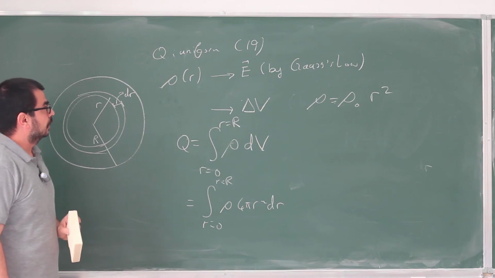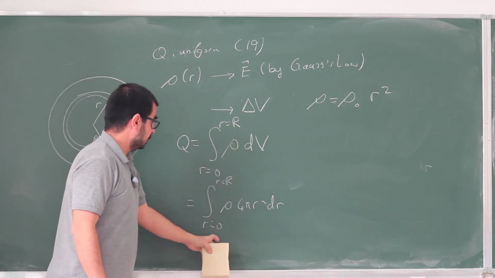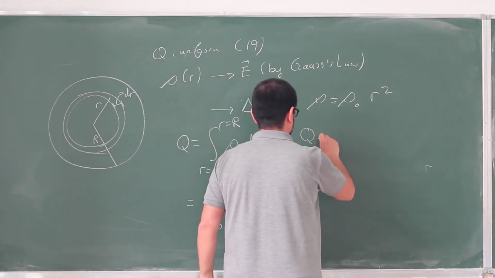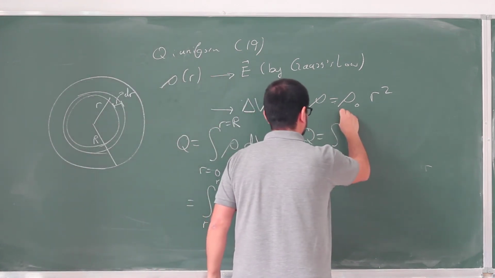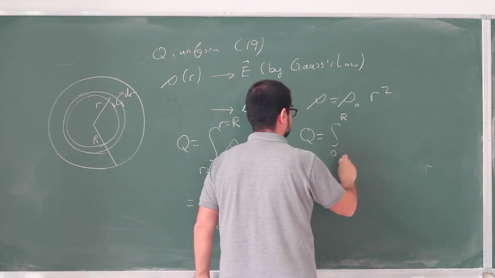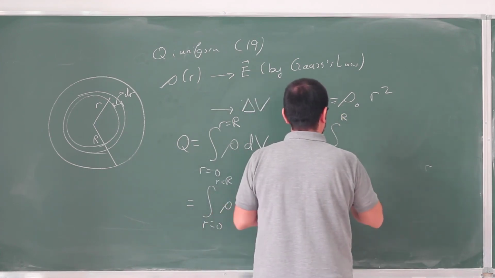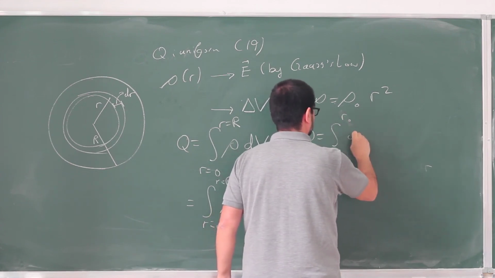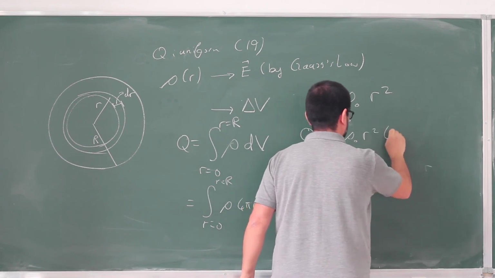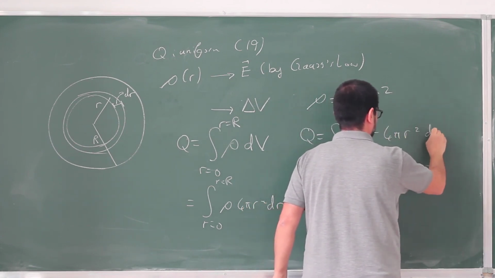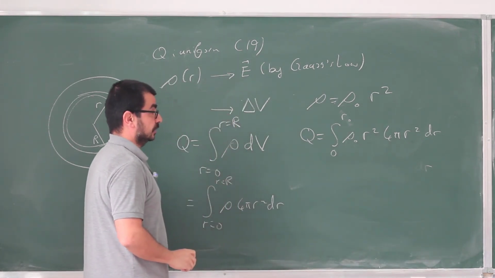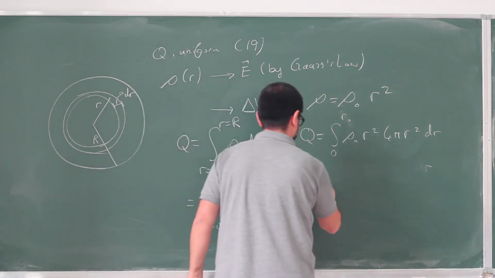Now, how do we proceed? We substitute this in here and set it equal to Q. I think that's the easiest way. So Q is going to be the integral from 0 to capital R. Well, they actually gave the radius to be r0, so let's stick with that notation. Rho 0 r squared times 4 pi r squared dr. Now we get r to the 4th power. The primitive of that is going to be r to the 5th divided by 5.